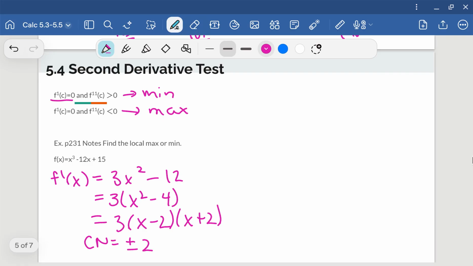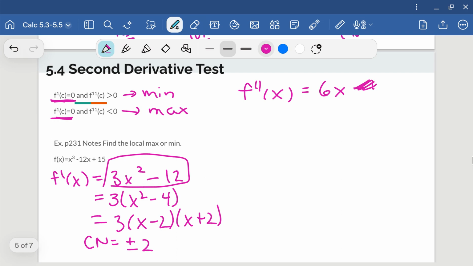Now, this is the first part I need: figuring out my critical numbers when my first derivative equals 0. Now I need my second derivative. So I'm just going back to before I factored it, and I'd get 6x minus nothing. It's just 6x. So now that I know my critical numbers, I'm going to plug them into the second derivative. So I'm going to figure out negative 2, and I'm going to figure out positive 2.